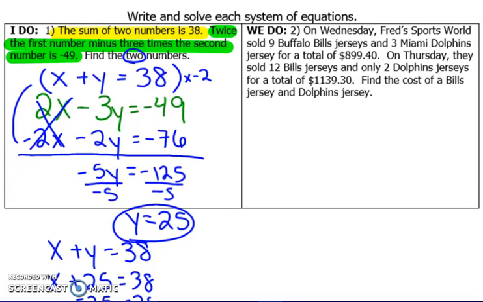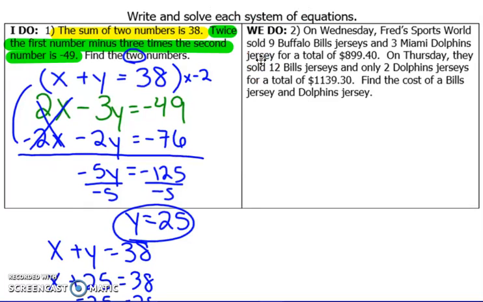If we look at number 2, on Wednesday, Fred's Sports World sold 9 Buffalo Bills jerseys and 3 Miami Dolphins jerseys for a total of $899.40. On Thursday, they sold 12 Bills jerseys and only 2 Dolphins jerseys for a total of $1,139.30. Find the cost of a Bills and a Dolphins jersey.